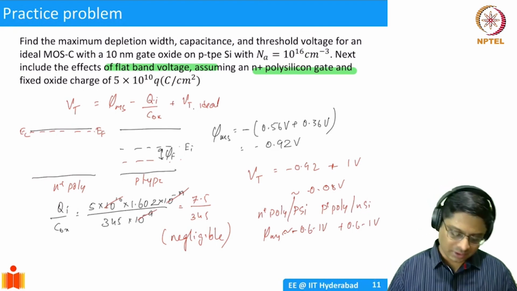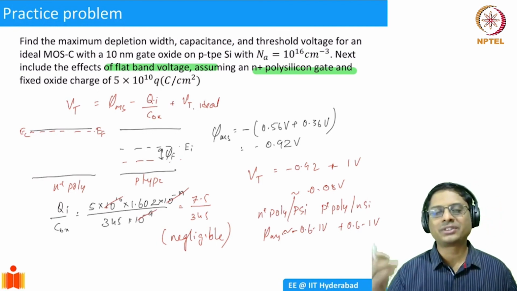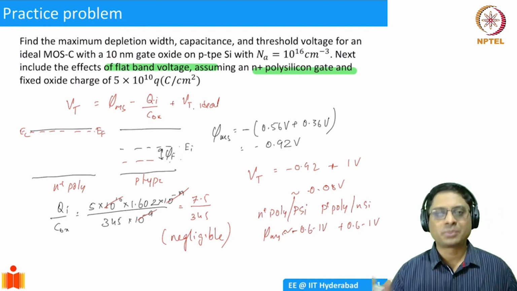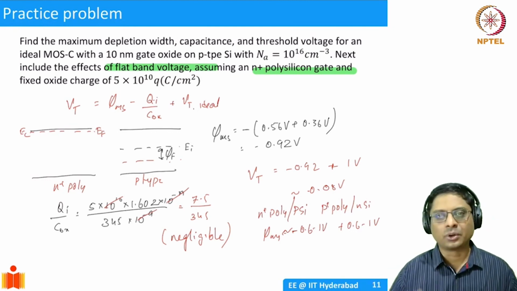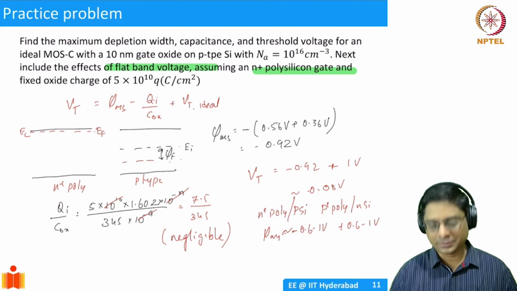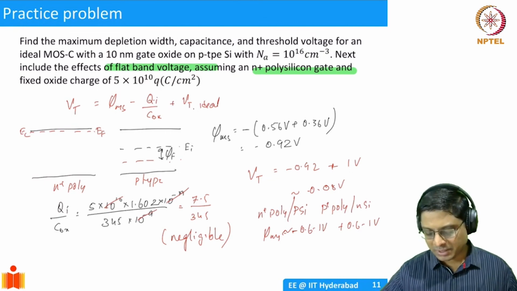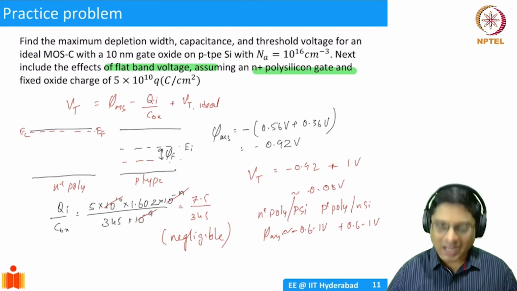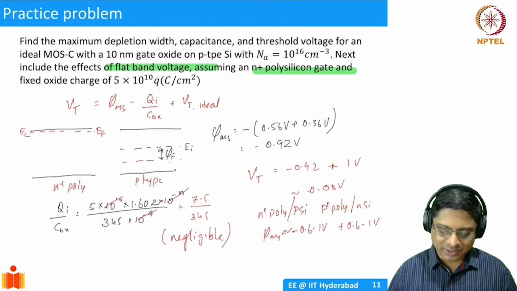So what happens is, when you calculate the VT, you had this VT ideal term, which is QD by Cox plus 2 phi f. That is going to be a large positive number for NMOS devices. So phi ms is going to bring it down. So the overall VT of the device is going to be small if you use N plus poly and P-type, and similarly P plus poly and N-type. The absolute magnitude of VT is going to be small, and it's going to be quite symmetric. This is very useful in newer generations where you don't want VT to be large. We want to accurately control it. So in those scenarios, it's very useful to use this.